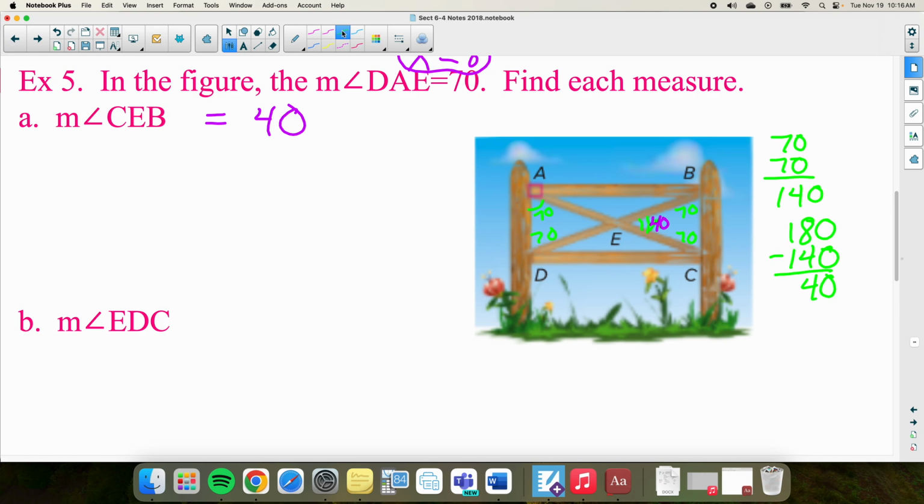Then they ask us, what is angle EDC right here? You just take 90 minus 70 because it would be the same as the top triangle. These are a right angle, right? So the 70 and the x add up to 90. So this would be 20, as well as this would be 20, this would be 20, and this would be 20. So this one is just 20.